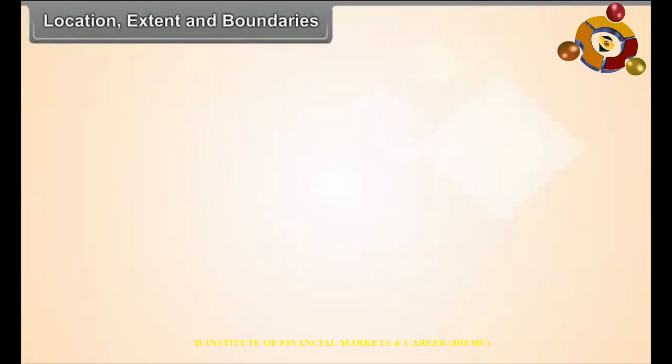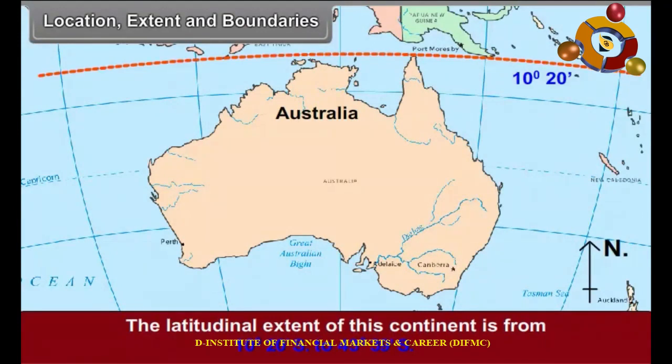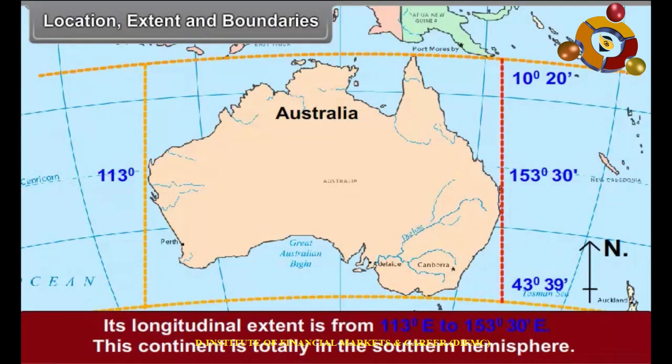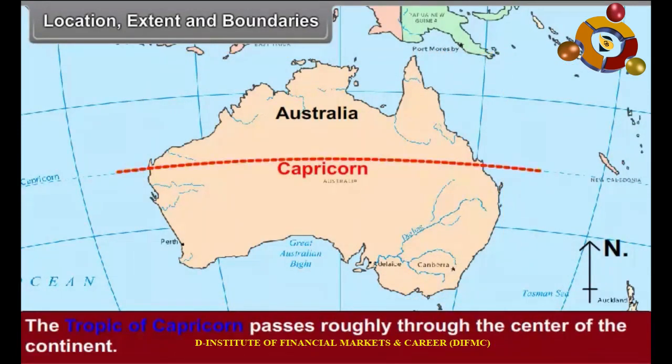Location, extent and boundaries. The latitudinal extent of this continent is from 10 degrees 20 seconds south to 43 degrees 39 seconds south. Its longitudinal extent is from 113 degrees east to 153 degrees 30 seconds east. This continent is totally in the southern hemisphere. The Tropic of Capricorn passes roughly through the center of the continent.